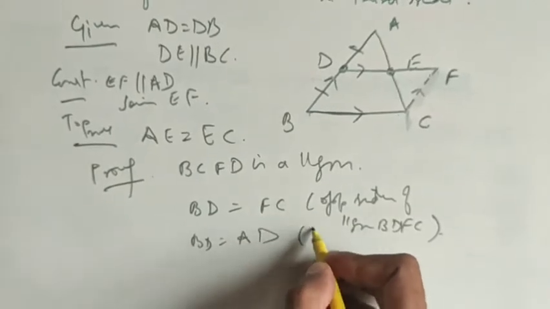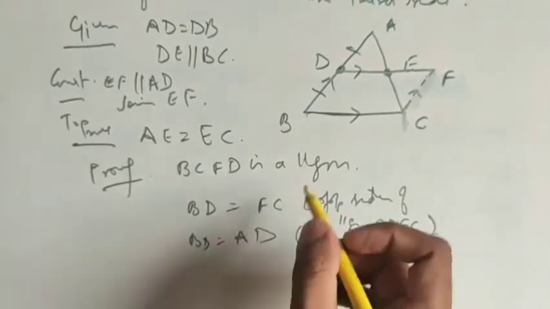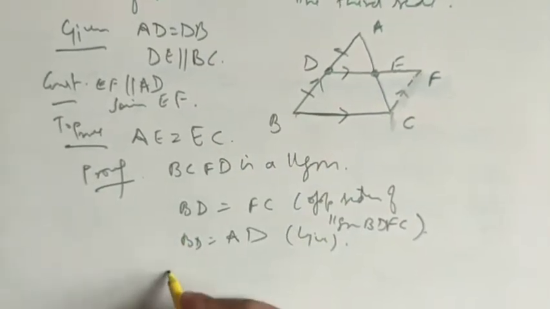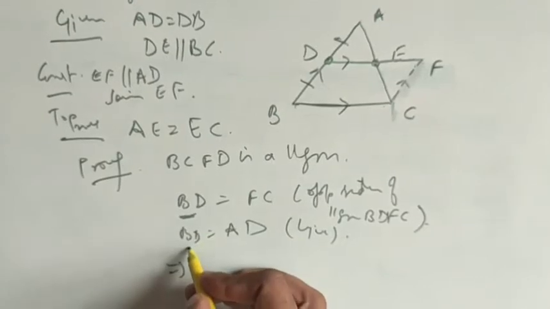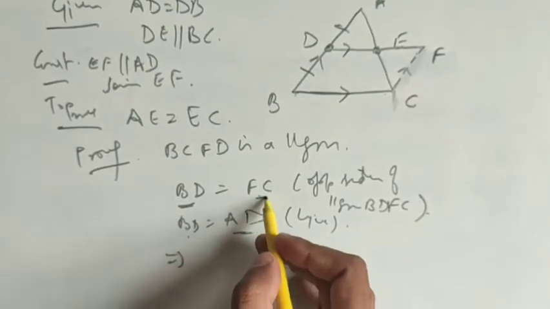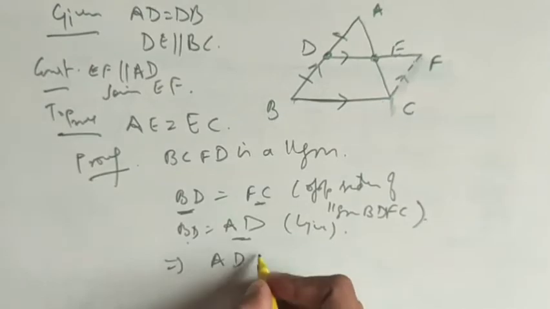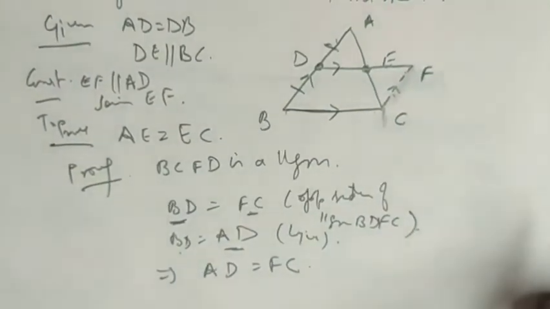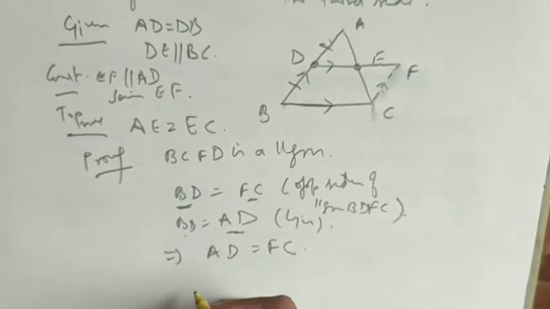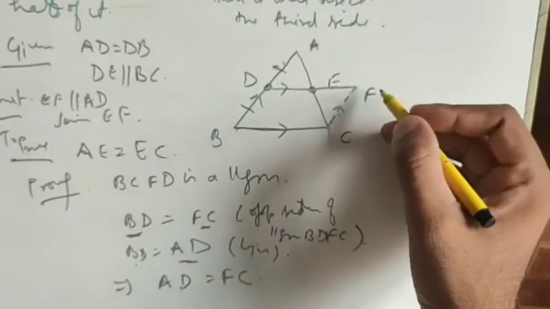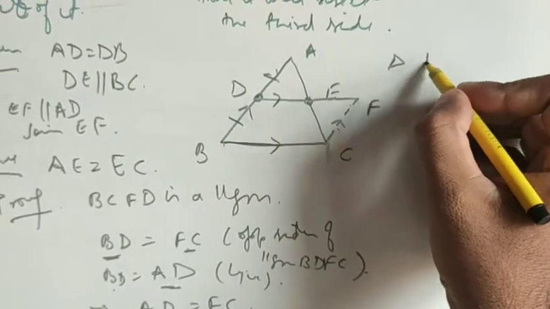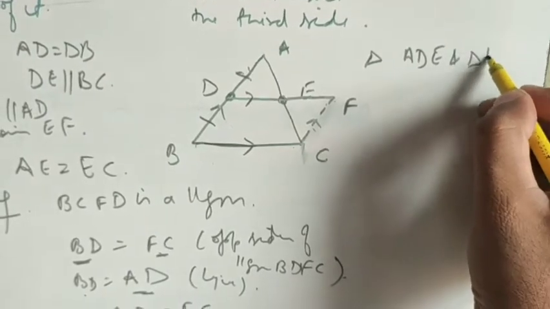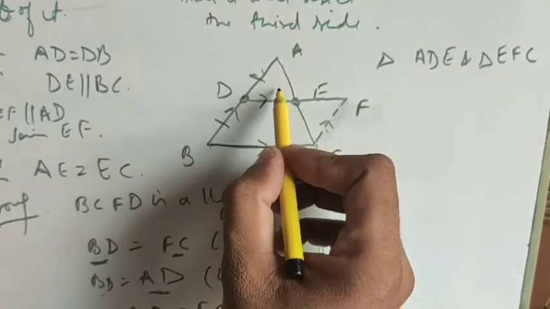Also BD is equal to AD. This is also given, that AD is equal to DB because D is the midpoint. So it means BD is equal to AD and BD is also equal to FC. Therefore AD is equal to FC. Now come to these triangles: triangle ADE and triangle CFE. Now consider these two triangles.